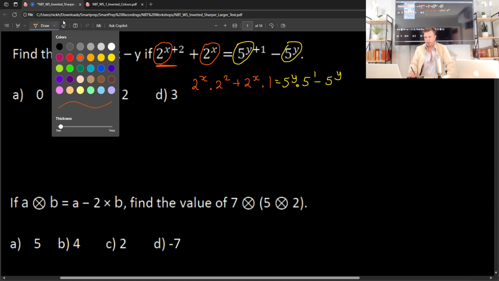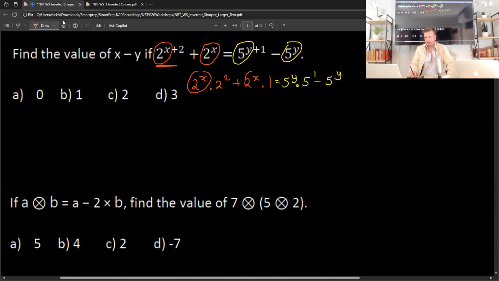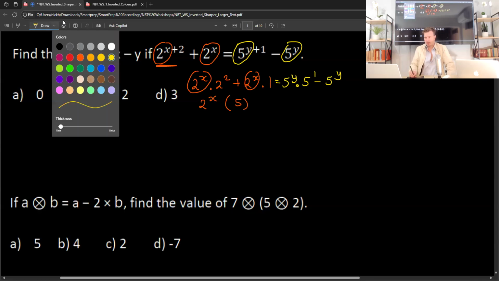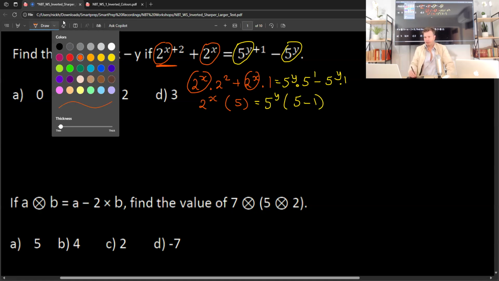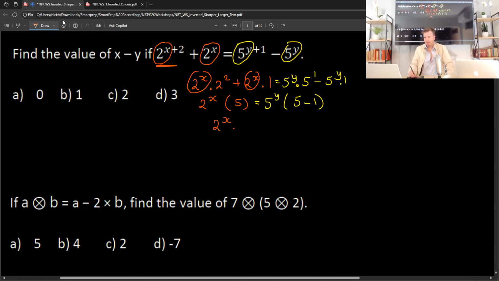You can see we can take out a 2^x here. And we get 2^x times (2 squared is 4, plus 1 is 5). Okay, and then the part in yellow, we take out the 5^y, and we'll be left with 5. And remember, there's a ghost 1 here, right? Because 5^y times 1 is 5^y. So that's minus 1. And so what we're left with, pause the video now if you can carry on from here. See if you can finish it off.